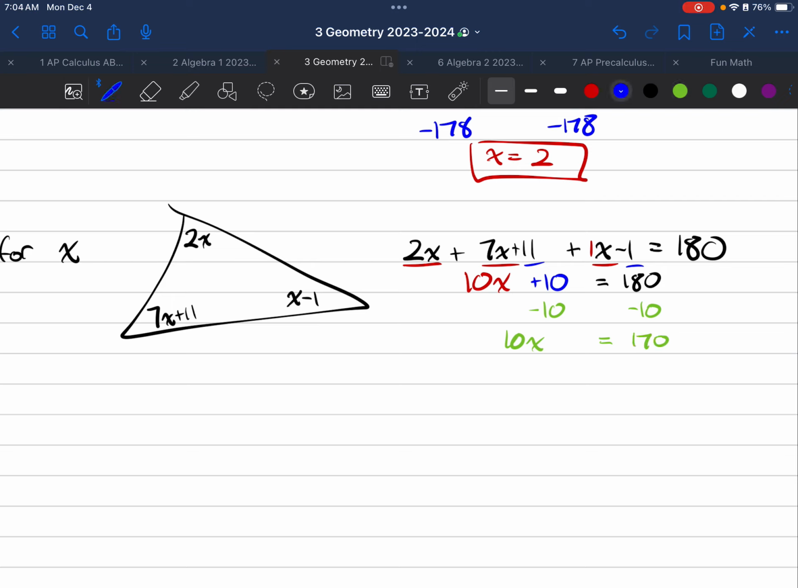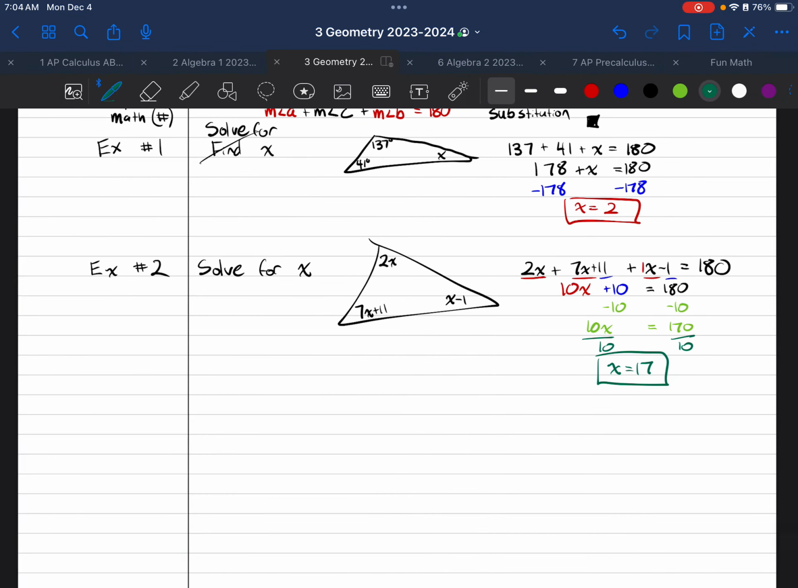And then finally, I need to divide by 10. Let's choose a different color though. Divide by 10, divide by 10, and x is equal to 17. I was confused there for a second. Cross off the zeros, right? 17 over 1 is 17. Done and done. It's a slightly harder problem.